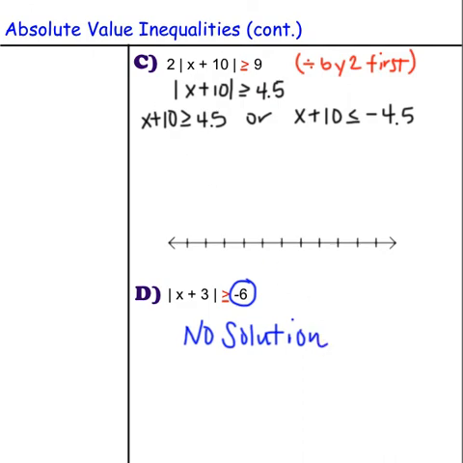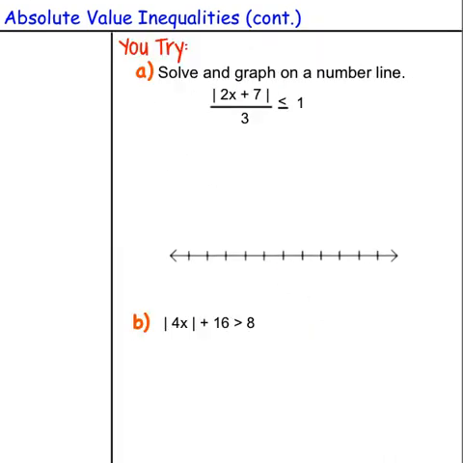So now your job is going to be to complete these two problems and bring them with you to class tomorrow.